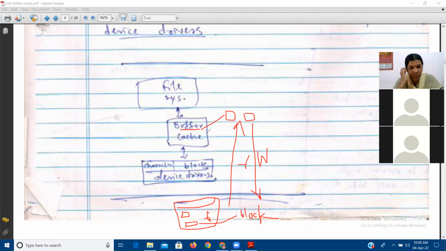That's why the buffer cache is kept in between the file system and block type of devices. This is a frequently asked question: where is the buffer cache located? The buffer cache is located in between block type of devices and the file system. They may give the option character type of devices and file system, or device drivers and file system. But the correct answer is it is located in between block type of devices and the file subsystem. So this is about the title of the chapter, buffer cache. We'll see further what the structure of the buffer cache is, and how the buffers are maintained internally inside the buffer cache.